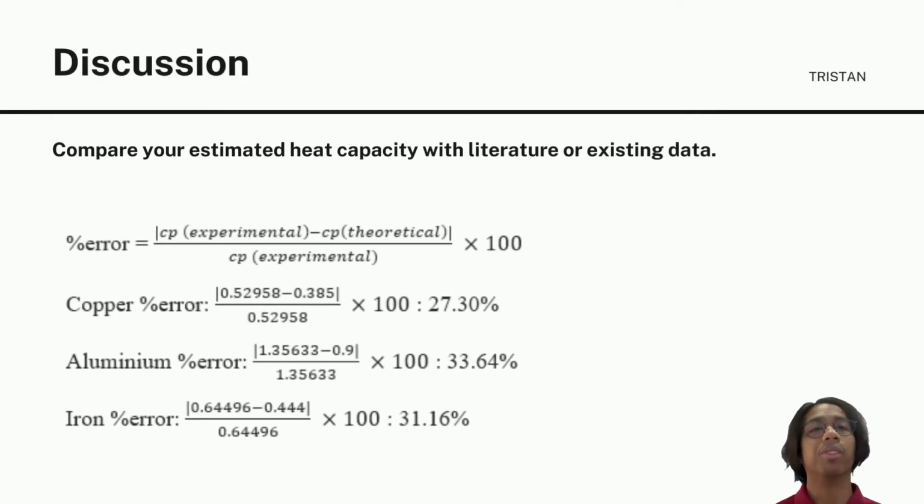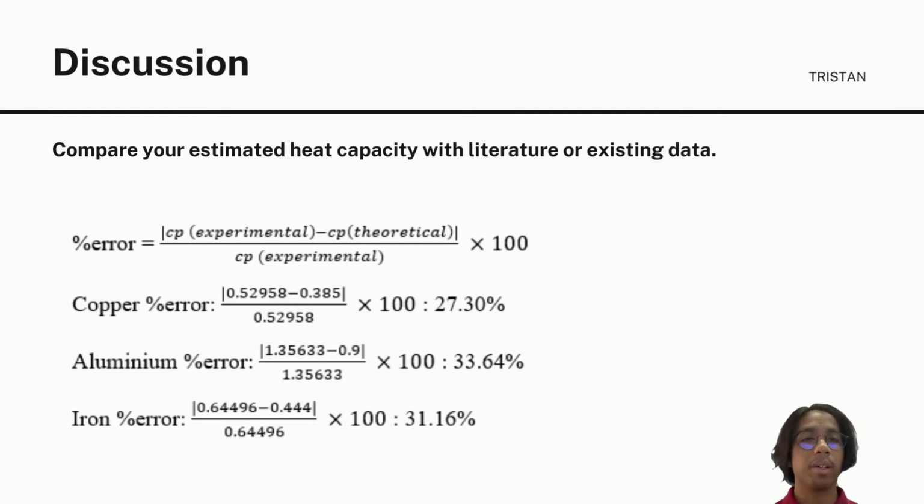Hi, Assalamualaikum warahmatullahi wabarakatuh. My name is FIZRI ISMAIL, and today I'll be explaining the discussion part for the last experiment. Okay, we are needed to compare our estimated heat capacity with literature or existing data. We have found the CP for all three metals during the calculation part. To find the percentage error, the formula given is modulus of CP experimental minus CP theoretical, close bracket of modulus, divided by CP experimental times 100.